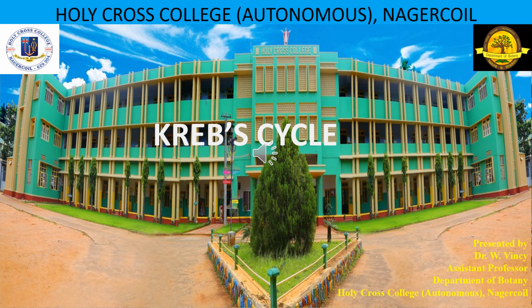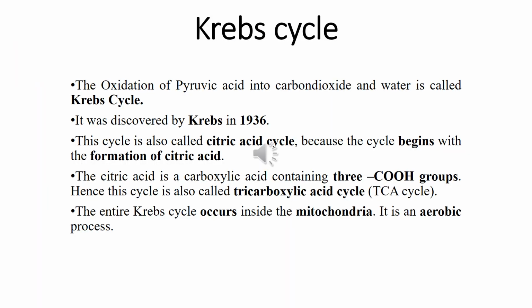Now I am going to discuss the topic Krebs cycle. The oxidation of pyruvic acid into carbon dioxide and water is called Krebs cycle. It was discovered by Krebs in 1936. This cycle is also called citric acid cycle because the cycle begins with the formation of citric acid.